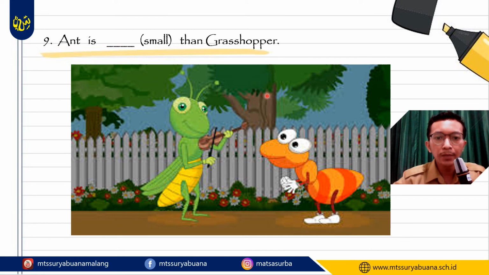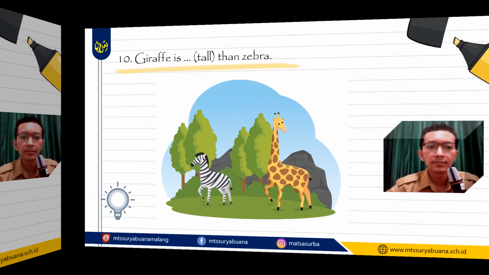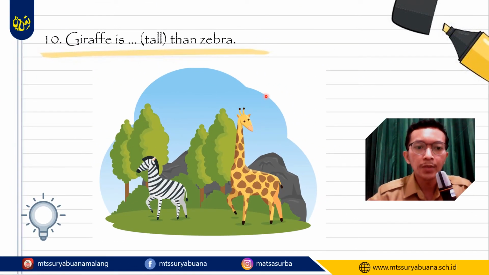Number 9. Ant is blank then grasshopper. And the last one, giraffe is blank then zebra. Okay, this is the last question for you.